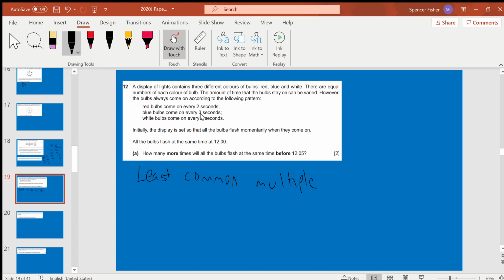Now, since all of these are prime numbers, prime meaning you can't break them down any further, what we can do is 2 times 3 times 5, which gives us 30. So that means every 30 seconds, the lights are going to flash at the same time. That's their least common multiple, every single 30 seconds.